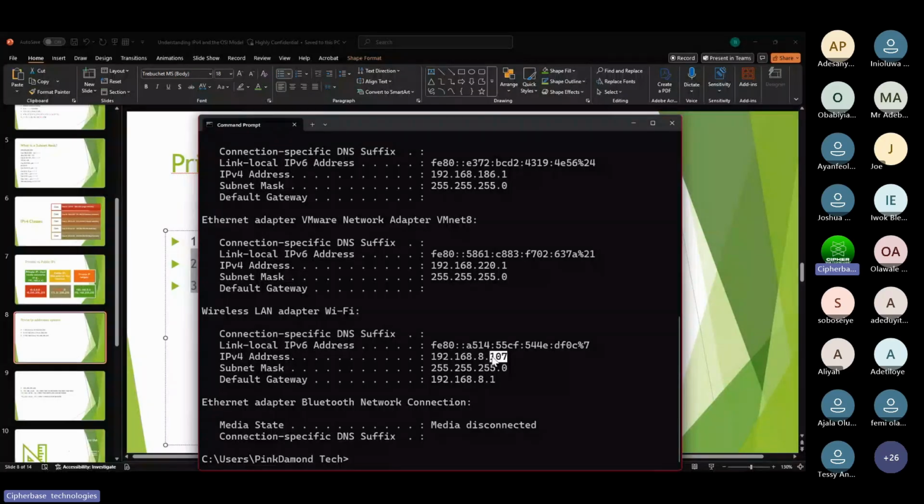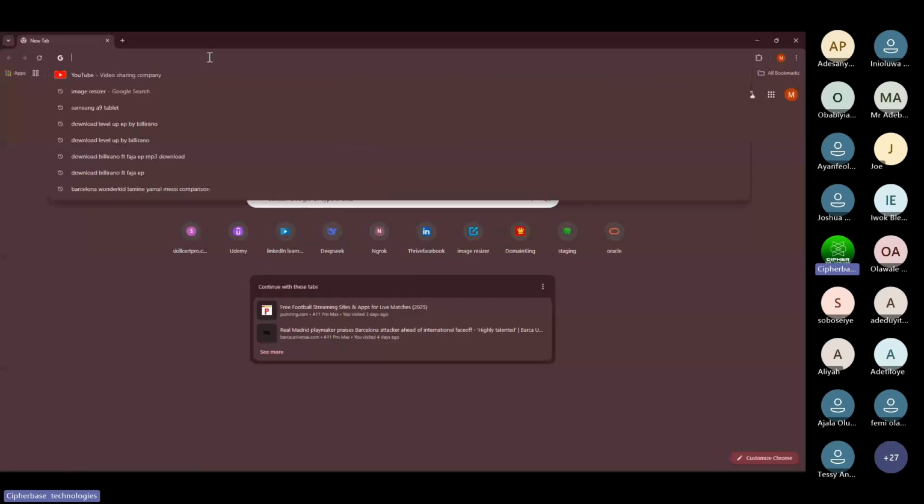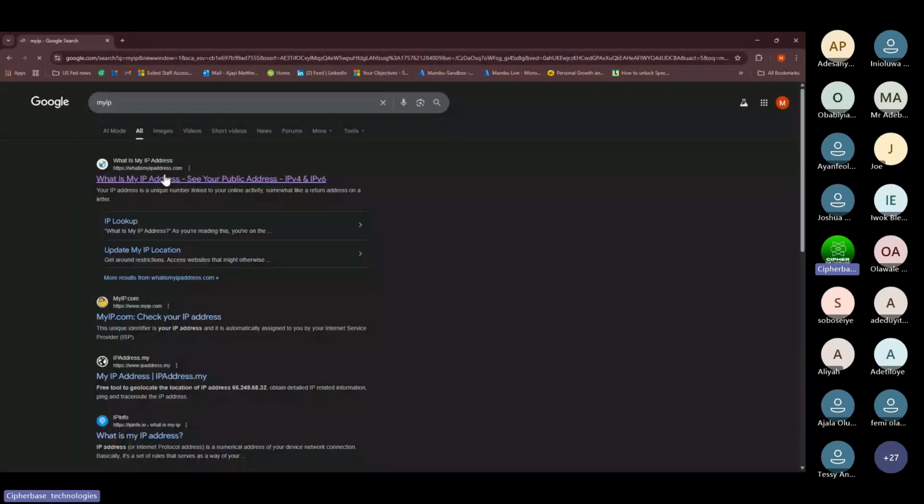Now, let's check how to see our public IP, for when we start doing our pen test. You can check on your terminal, but for people accessing this on a phone, I'm going to show you on the internet. Just search for "my IP". Everyone will always see something like this. If you click on this, you will see your public IP here.